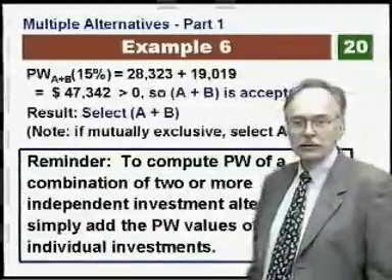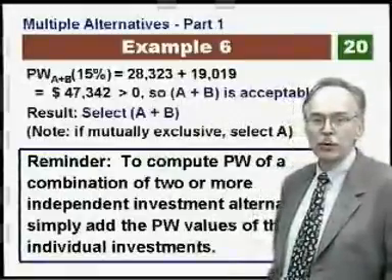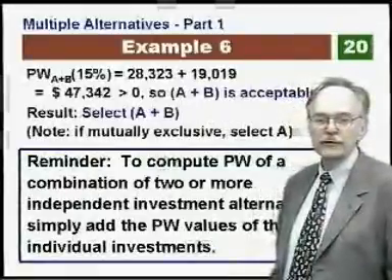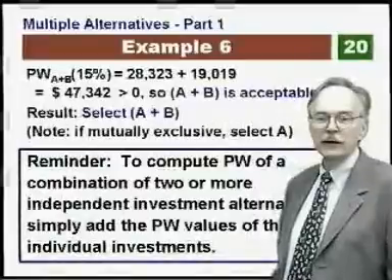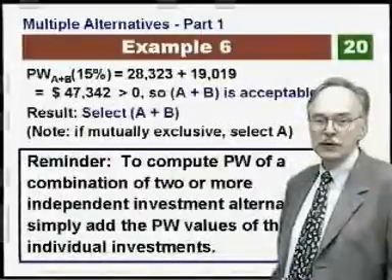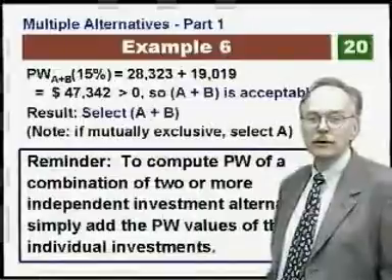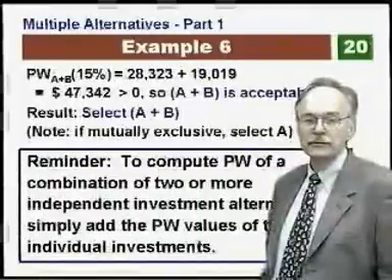And just as a reminder, to compute the present worth of a combination of 2 or more independent investment alternatives, simply add the present worth values of the individual investments. This makes present worth a very attractive criterion for combination alternatives.